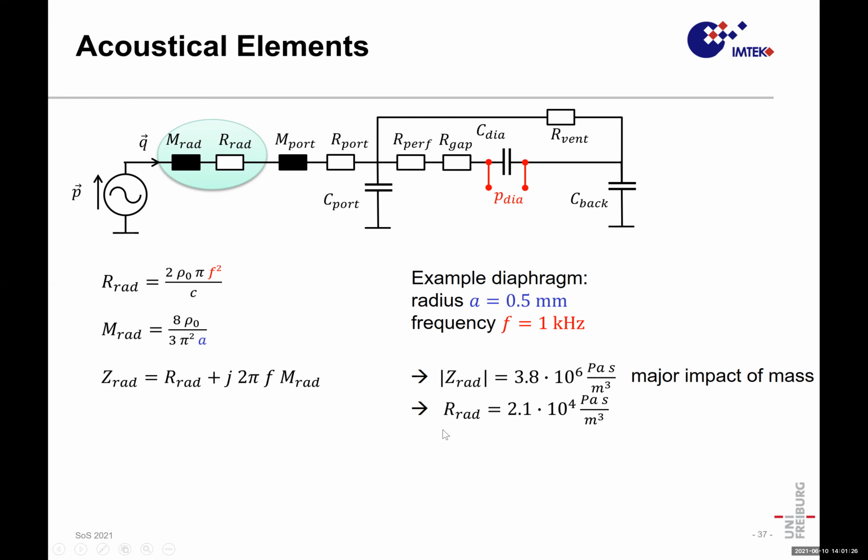And if you only do the ohmic loss, or the radiation resistance, we see that it is 10 to the 4. So it is not relevant in the total impedance. It is 2 orders of magnitude below the total impedance. So we see we have here rather an effect of the mass.